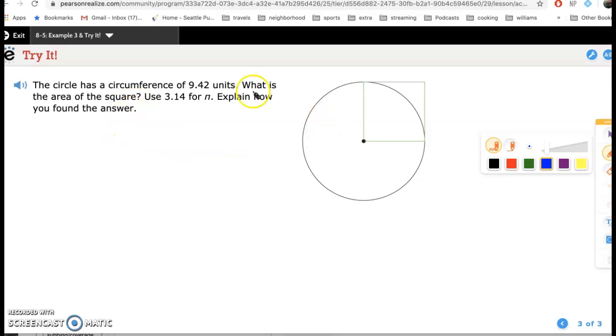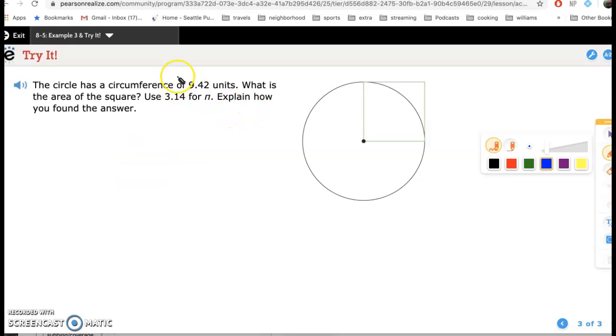All right, so we have a new problem. The circle has a circumference of 9.42 units. What is the area of the square? Use 3.14 for pi. Explain how you found the answer.